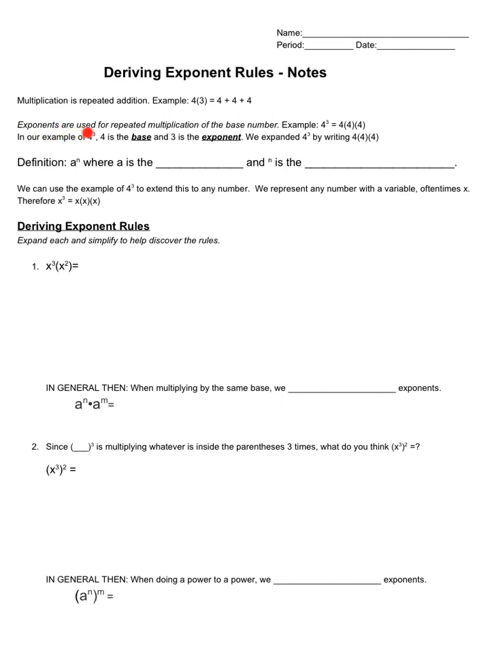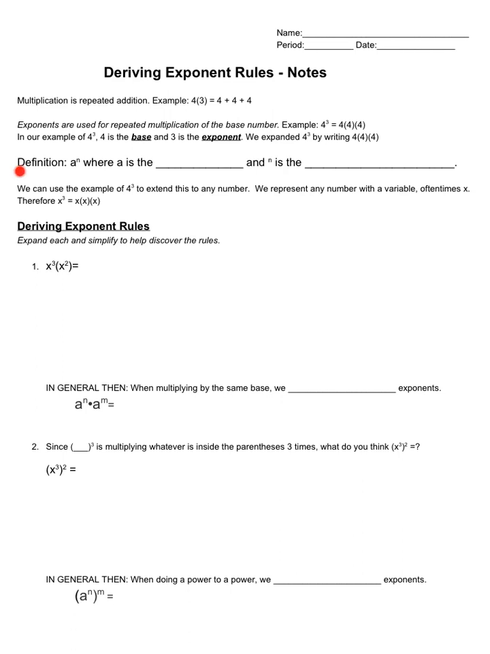Exponents then are used for repeated multiplication of the base number. So for example, 4 to the power of 3 is 4 times 4 times 4. Exponents are for repeated multiplication. In our example, 4 to the third, 4 is called the base and 3 is the exponent. And we can expand 4 to the third by writing 4 times 4 times 4. So expanding talks about what does this mean, writing this out. So 4 to the third means 4 times 4 times 4.